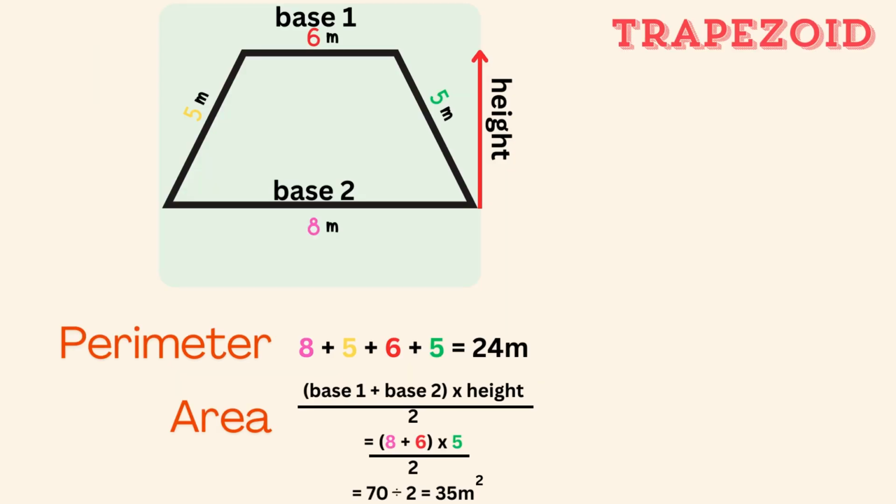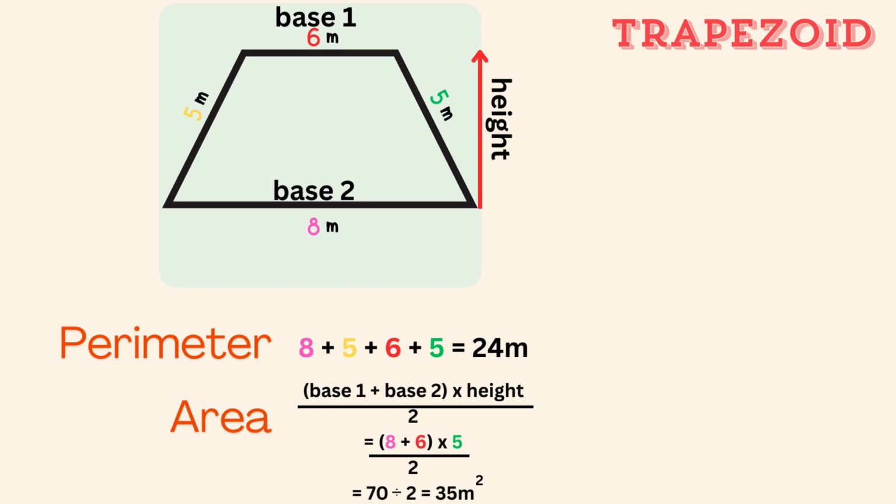Let's look at the next shape, the trapezoid. This is the perimeter. We're just adding all the sides up again. 8 plus 5 plus 6 plus 5 equals 24 metres. The area is slightly different. We need to add base 1 plus base 2 together. Then we're going to times it by the height. Once you get that answer, we are then going to divide it by 2.